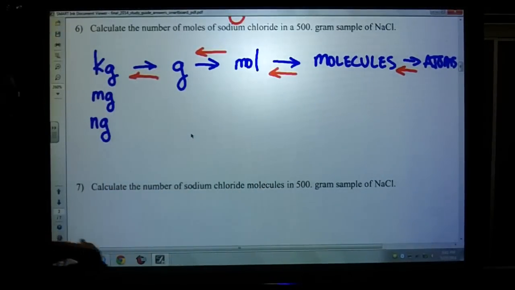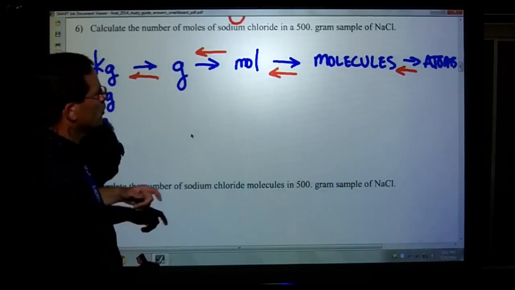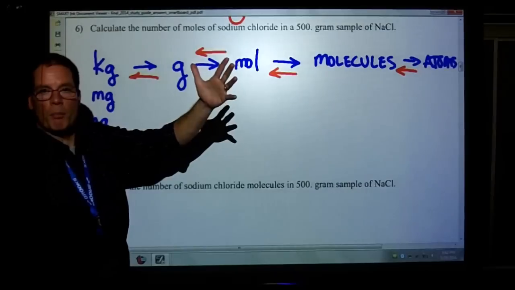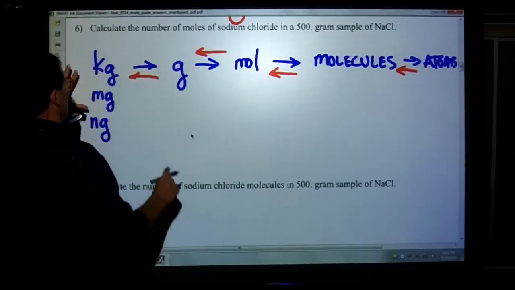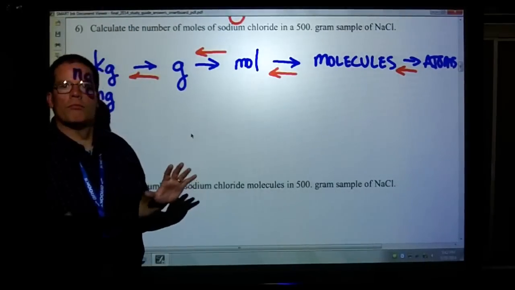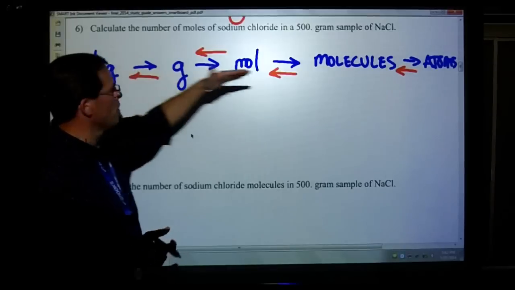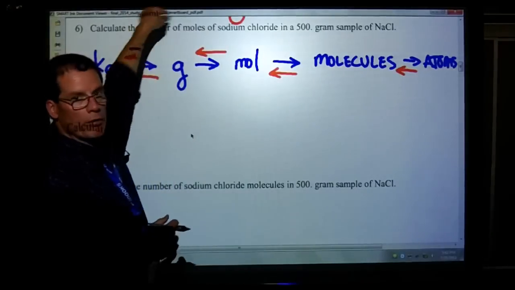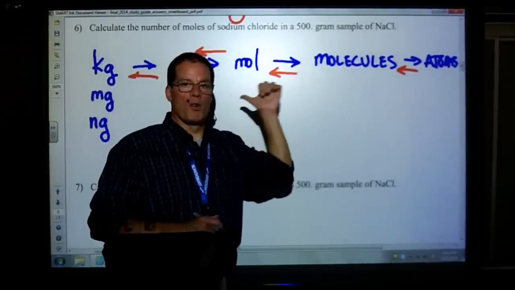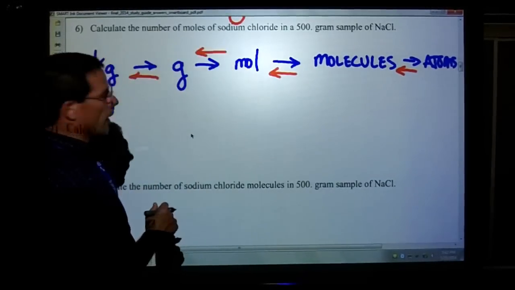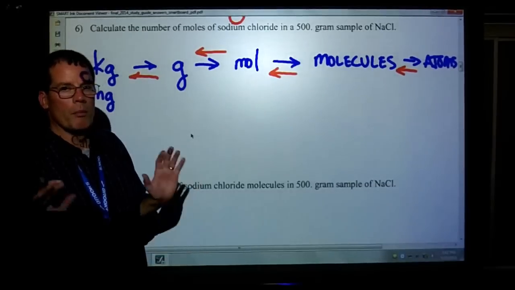It says calculate the number of moles of sodium chloride in a 500 gram sample of sodium chloride. So we start here, and we're only going here, so it's a 1-step deal. Don't try to do something fancy like convert the grams into kilograms and then convert it in. Just keep it simple. This is a one-directional street. You find out where you're going to start based on the question, and then you move in one direction. We're not going to start at grams and move to moles to find out how many kilograms. Don't do it. Be efficient.